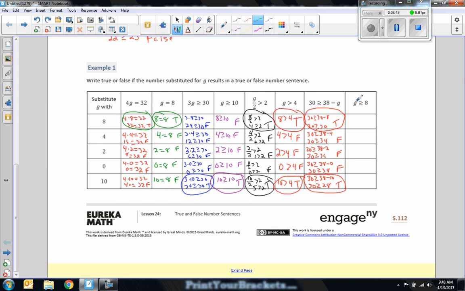And now when I plug in 8, 8 greater than or equal to 8, true. 4 greater than or equal to 8, false. 2 greater than or equal to 8, false. 0 greater than or equal to 8 is false. And 10 greater than or equal to 8 is true. So that one had 2 true statements. Okay.